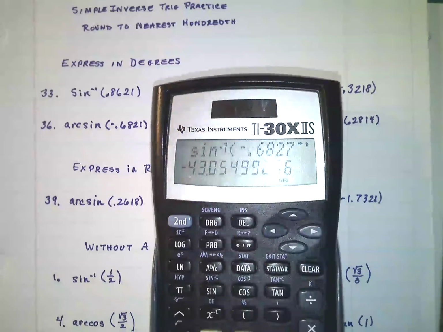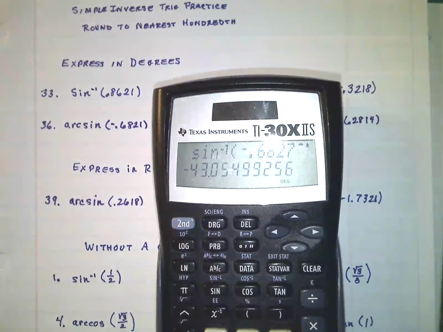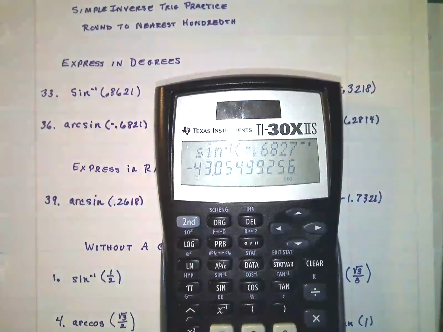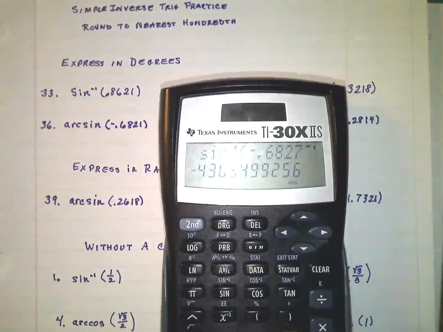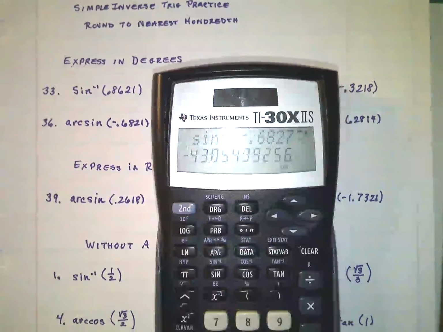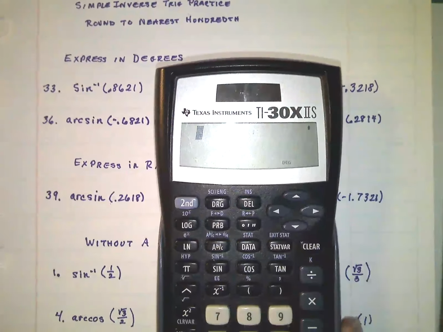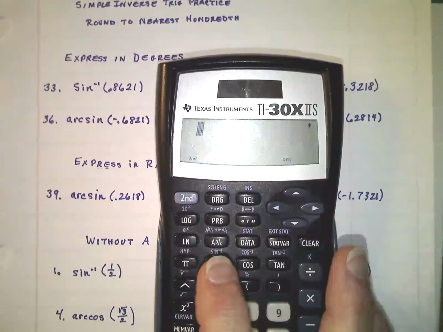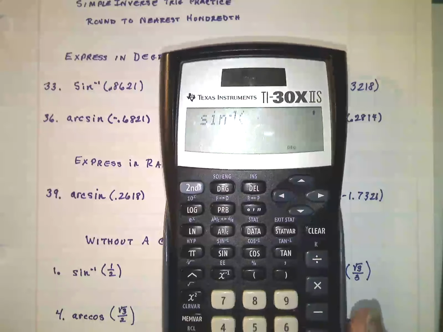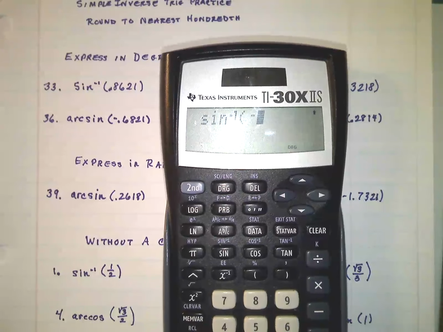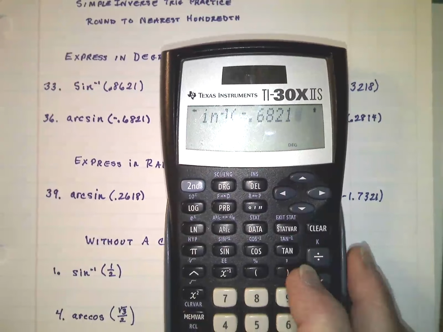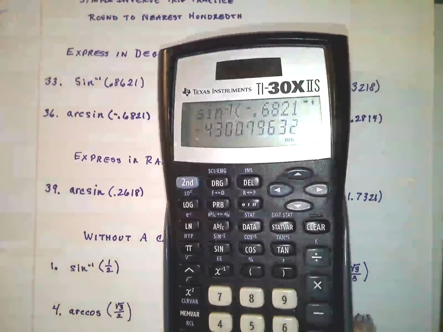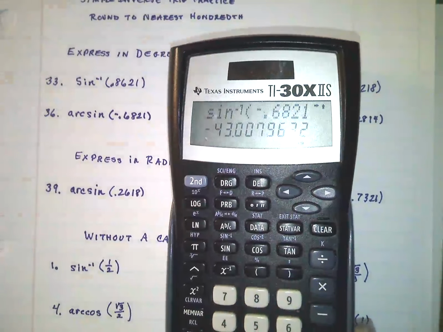Negative 43 would round off to 0.05, if I typed it incorrectly. I didn't type it incorrectly. Daggone it. Let me try again. So arcsine is inverse sine of negative 0.6821. Because I typed in a 7 last time. That's better. Negative 43.01 degrees.